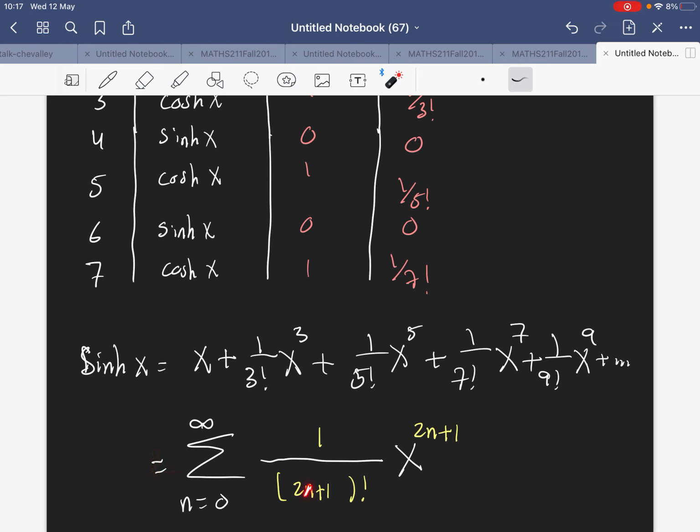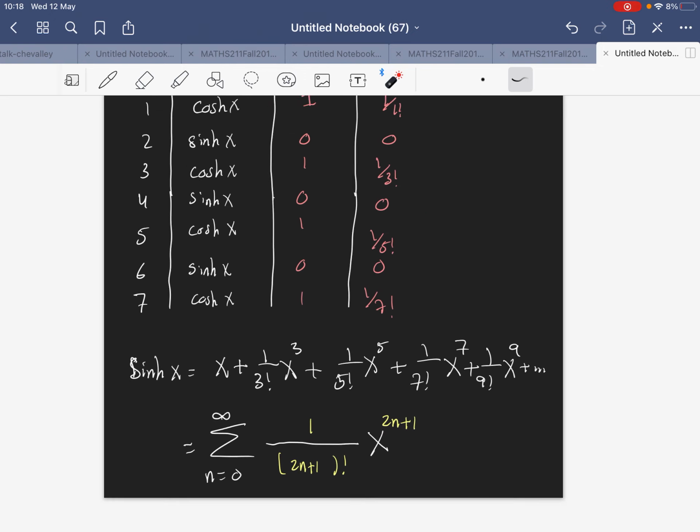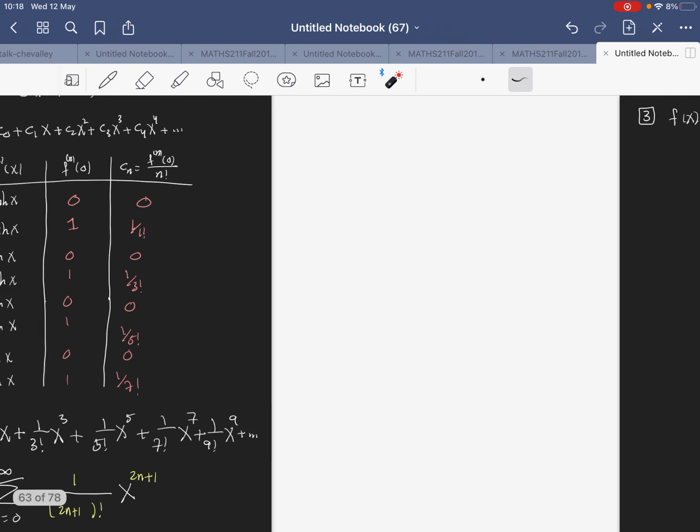If we put n equal to 0, this will be 1 and this will be 1, so we get this. If n is 1, this will be 3, this will be 3, and we get this. And if n is 3, and 3 here, we'll just get this one and this one. So that's exactly how we get the general one.